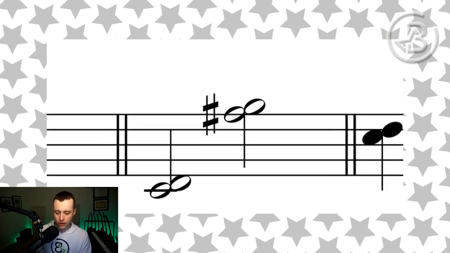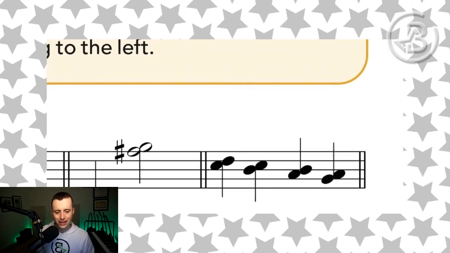The G is written to the right. And here are 4 examples of harmonic seconds with quarter notes. And you can see in each case, the lowest note is going to the left. The highest note is going to the right.